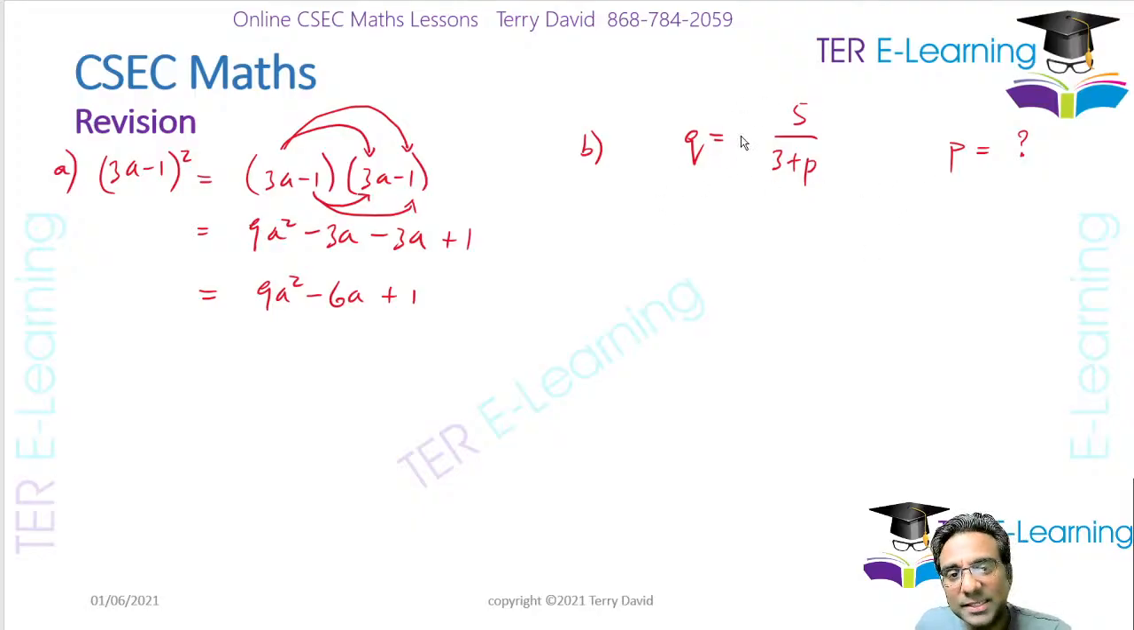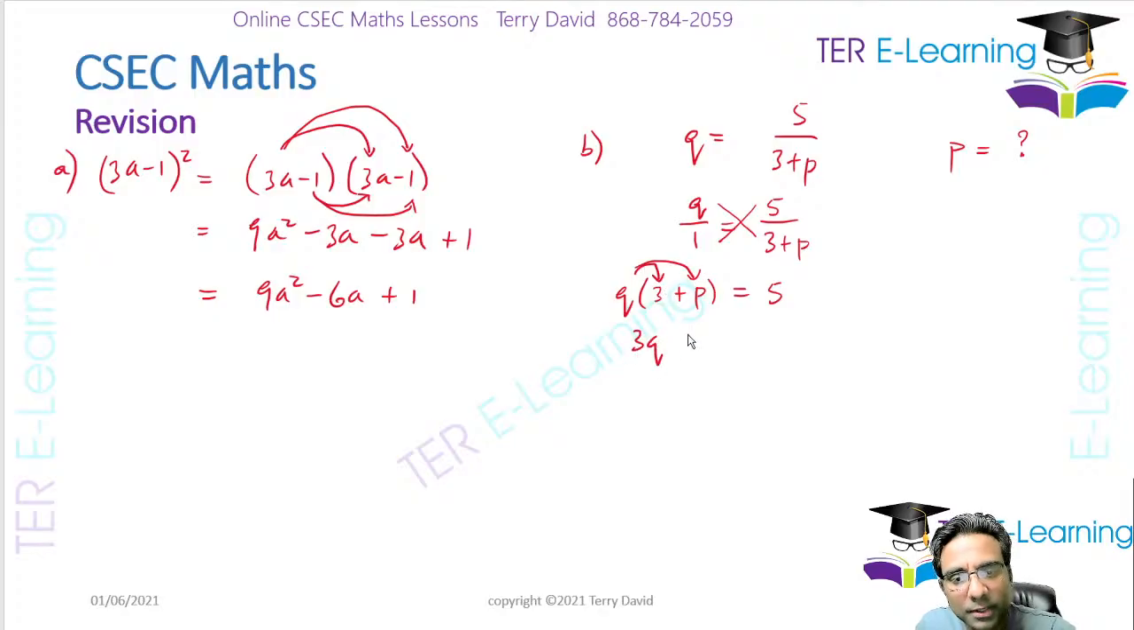And a lot of the times when students see something like this, they're not sure what to do. So what we do, we can write Q as Q over 1, because any variable divided by 1, you don't change the variable. The answer is the same. Is equal to 5 over 3 plus P, right? At this stage here, you have a fraction equal to a fraction. So all we do, we're going to cross multiply. We're going to say Q multiplied by 3 plus P, right, is equal to 5 multiplied by 1, which is 5. Then I'm going to remove these brackets here. So Q by 3 is going to give me 3Q plus PQ, right, is equal to 5.